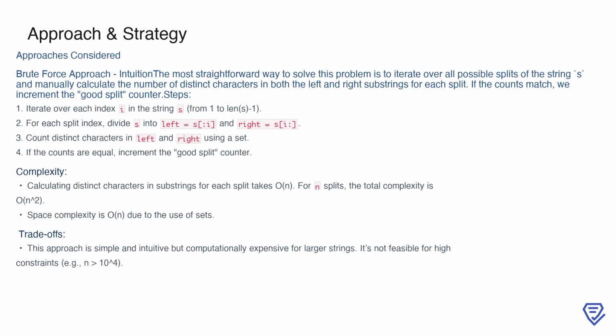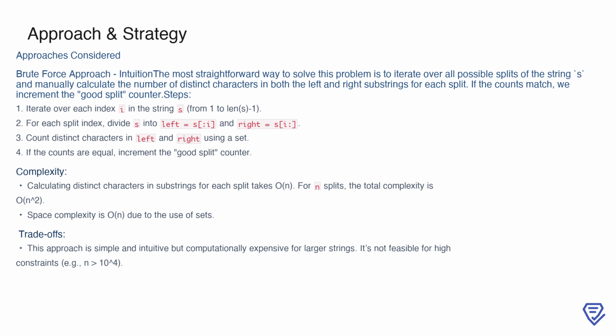To approach this problem, we start by considering a brute force solution. The intuition here is straightforward. We iterate over every possible way to split the string into two parts. For each split, we calculate the distinct characters in the left and right substrings. If the counts of distinct characters in the two parts are equal, we count it as a good split. The steps involve iterating through the string, splitting it at each index, and using sets to determine the distinct characters in each part. While this approach is simple and easy to understand, its computational cost is high.